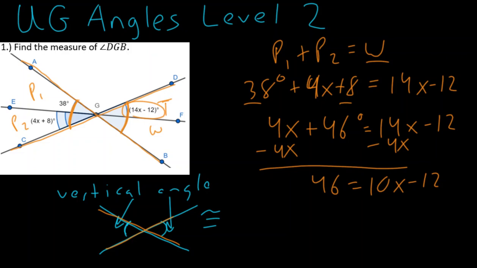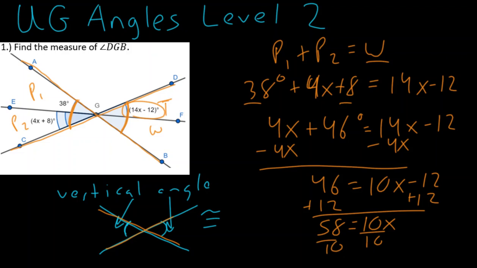Continuing on, to get rid of our subtraction, we will do plus 12 and plus 12, and 46 plus 12 gives us 58. So 58 equals 10x. How do you get rid of the 10? Well, we have to divide. And hopefully you know this, but any number divided by 10, you take wherever the decimal point is and move it one space to the left. So 58 divided by 10, x must equal 5.8.